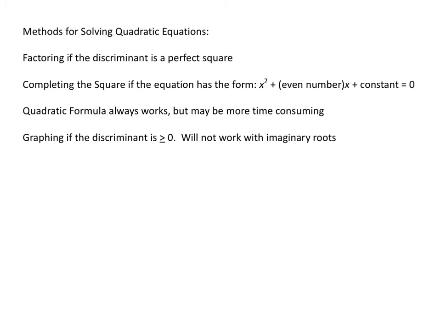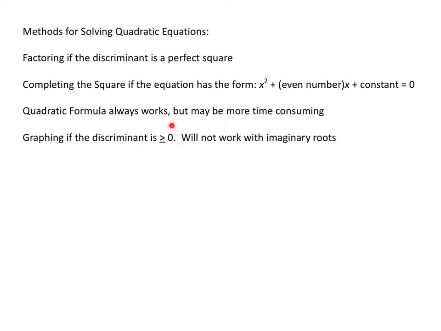The reason that we even care about discriminant is because it can actually help us determine which is the most efficient way to solve the quadratic. So if your discriminant is a perfect square, then you want to factor, because factoring is going to be the easiest way to do this. If your equation has the form where this b term is an even number, then completing the square is probably the most efficient. You can always use quadratic formula, but you have to understand that sometimes it might actually take more time to do that than one of these other two methods.